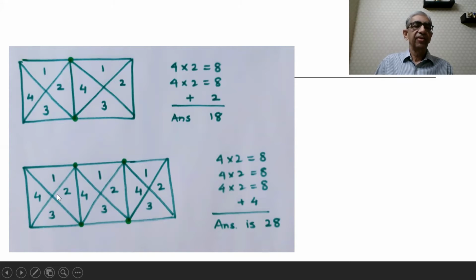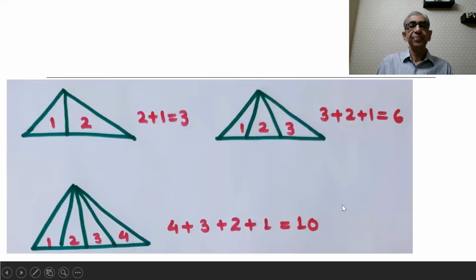In this figure, 4 partitions, so 8, 4 partitions, 8, 4 partitions, 8. Now every point is forming one triangle again, plus 4. Total number of triangles 28.